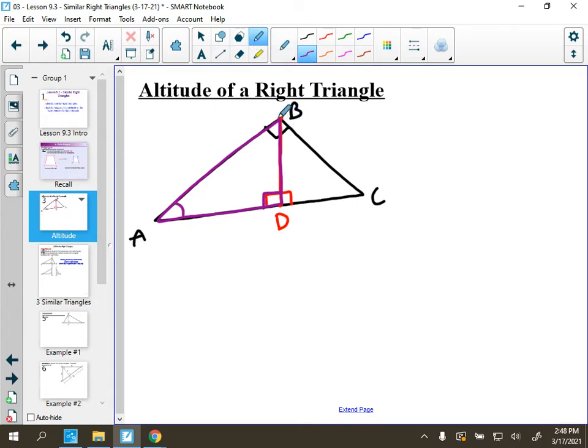Well, so does the big triangle ABC. So they've got a right angle and they're sharing this. Remember, the reflexive property is how we justify that, the reflexive property of congruence. So the little purple one, ABD, and the big one are similar.